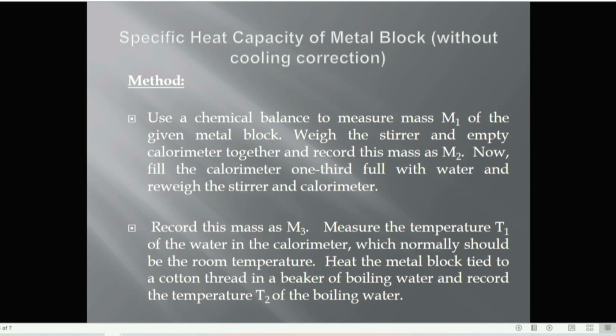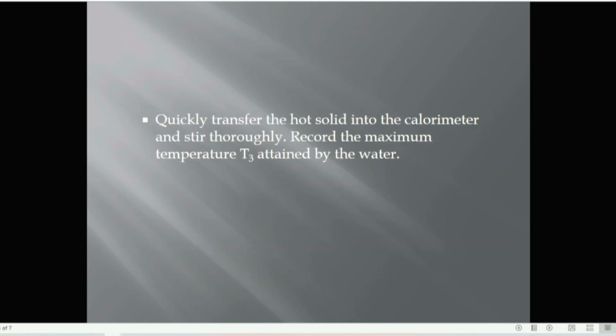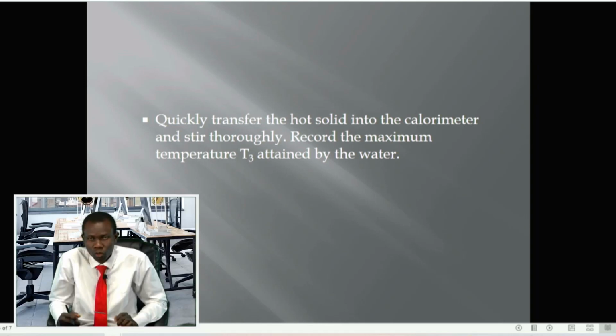Then you heat the metal block, tied to a cotton thread, in a beaker of boiling water and record the temperature T2 of the boiling water. With the metal block inside the boiling water, you record T2. Then you quickly transfer the hot metal block into the calorimeter and stir thoroughly.